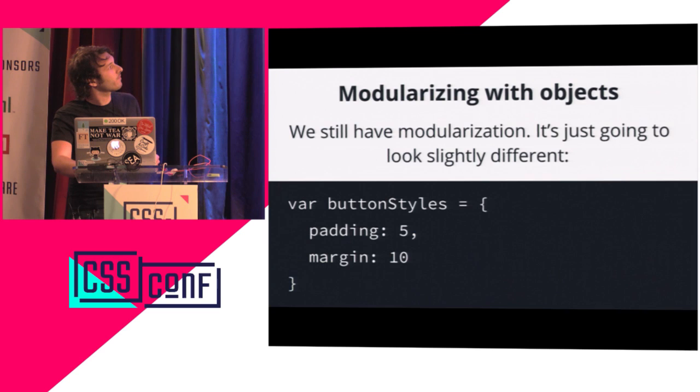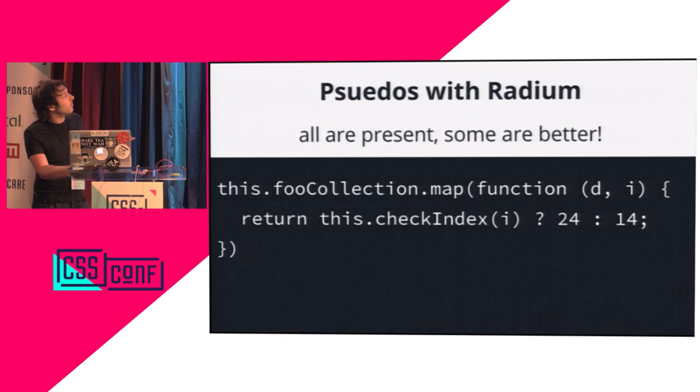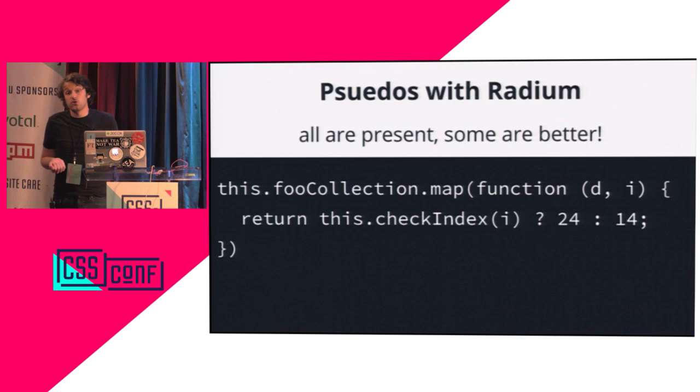We would still have modularization, and this is what I mean when I say the ecosystem has changed. Many of the things we couldn't do before, we can do now. We can modularize the same way we do with SAS, just using objects instead. So, let's take a look at some of the edge cases. One of the first immediate objections is, okay, but that's not going to handle hover, or any of the pseudo elements. And the truth is, you can do those with JS event listeners.